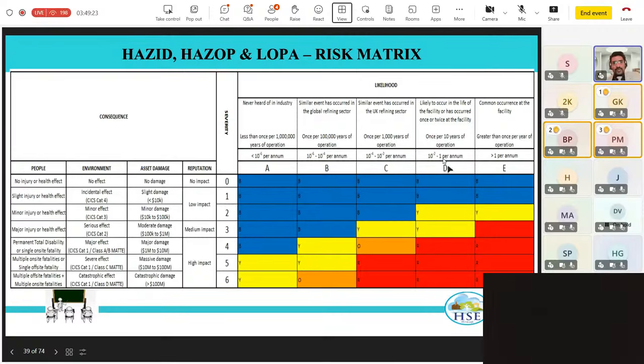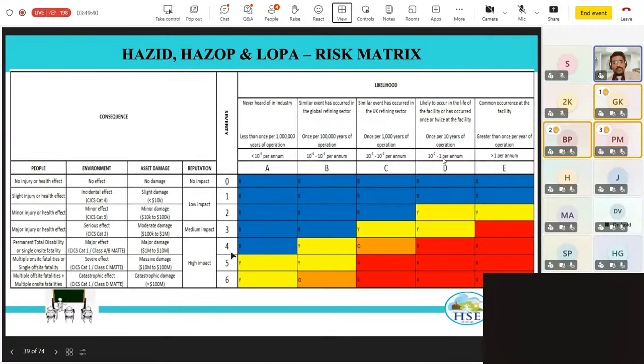Then you have C. So you have E, which is saying more than 1 times per annum. That means this event can happen once every year. Like if you have a maintenance cycle or an unplanned shutdown, every time there is an unplanned shutdown, this event can happen. So this is the highest likelihood scenario.